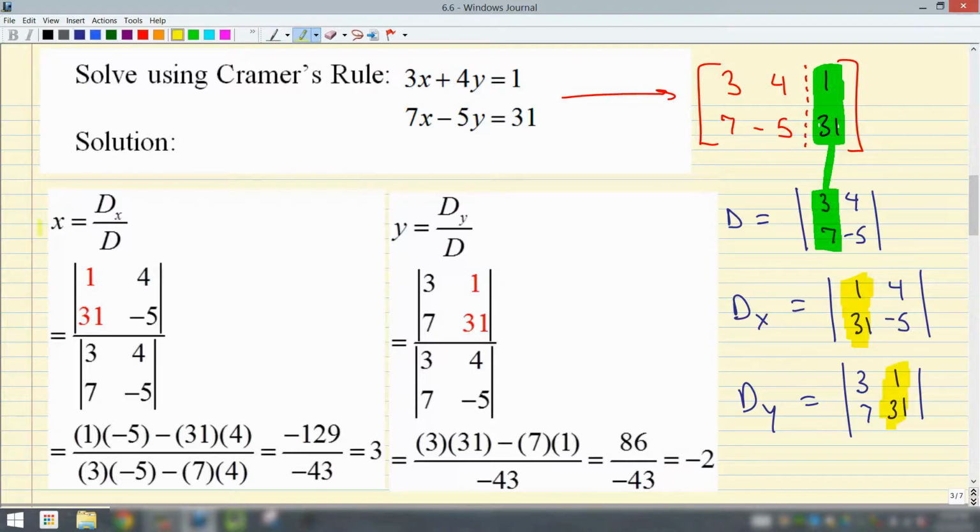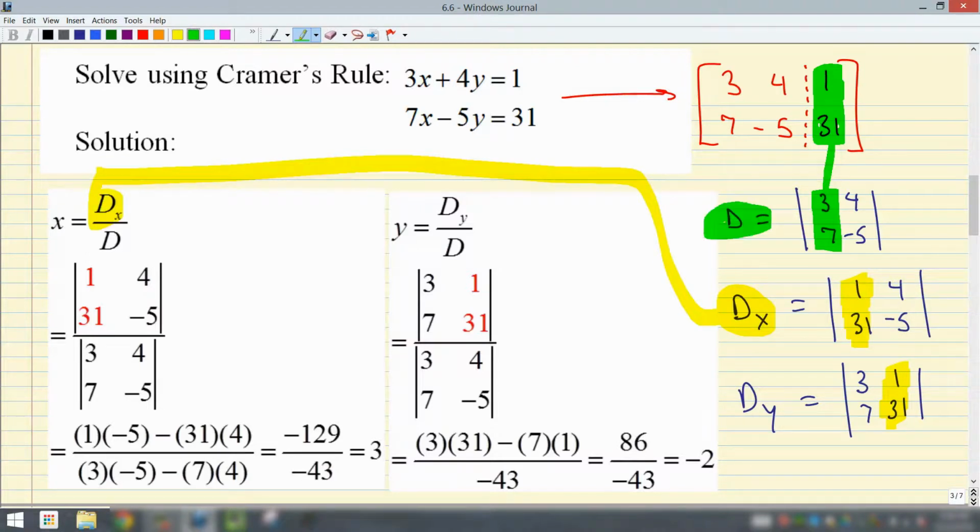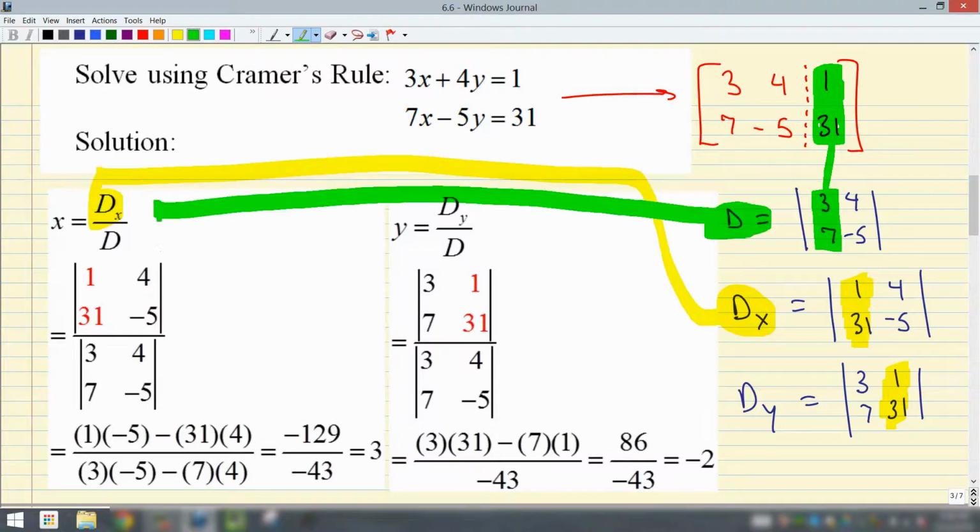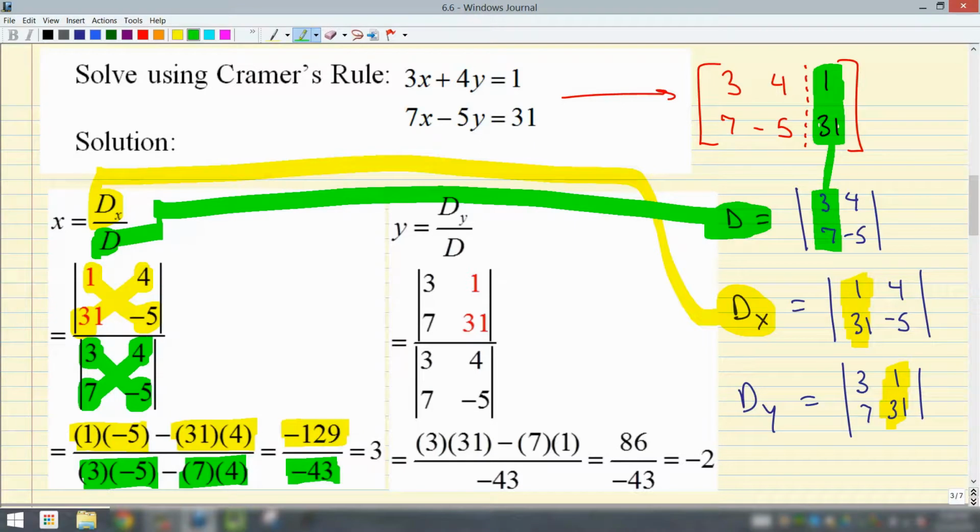To find the x-coordinate, you take the determinant of the x part of the matrix, the x determinant, and you put that in the numerator. And then you take the determinant of the coefficient matrix, and you put that in the denominator to get your x-coordinate. To find the y-coordinate, you do the exact same thing, except you use the y determinant instead of the x determinant.